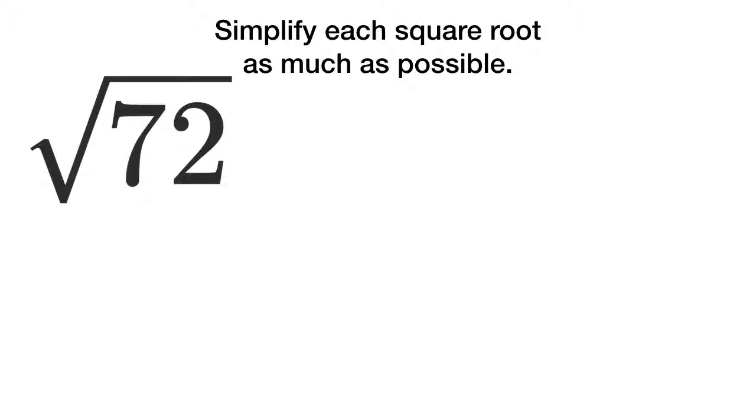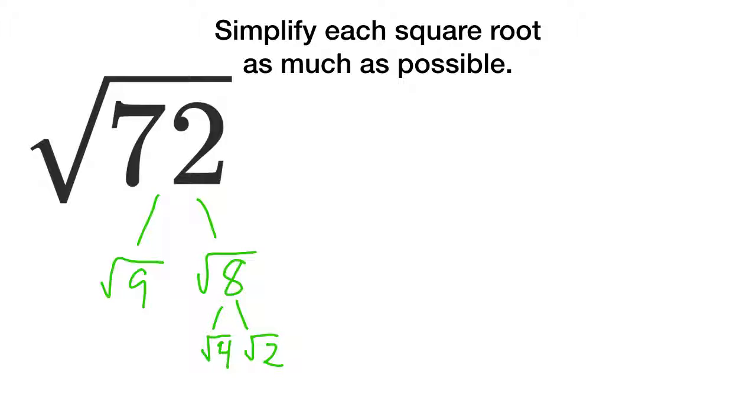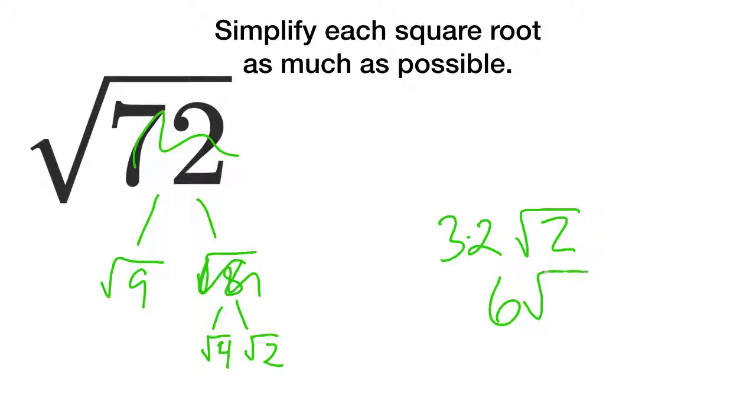Let's try the square root of 72. Well, let's see. I know that 72 is the same as 9 times 8. And 8 is the same as 4 times 2. So the square root of 9 is 3. The square root of 4 is 2. Square root of 2, so that becomes 6 square root of 2. I could have also said 36 and 2, and the square root of 36 is 6.